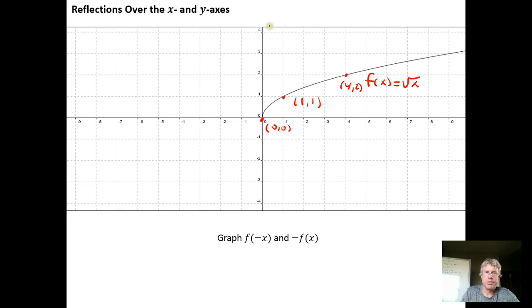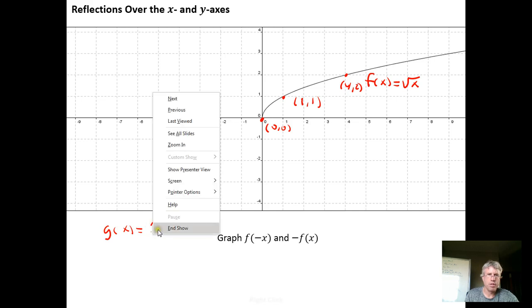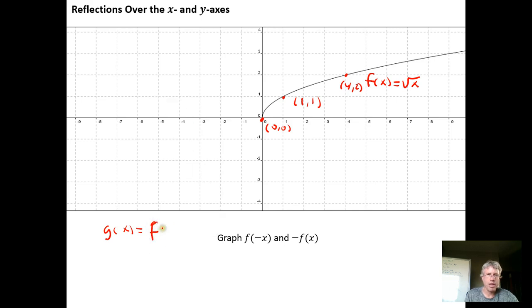So if you first consider making a new function g of x by doing f of the opposite of x, this says negate the input variables, negate the x's. So if I negate 0, I still get 0. But if I negate 1, I get a negative 1.